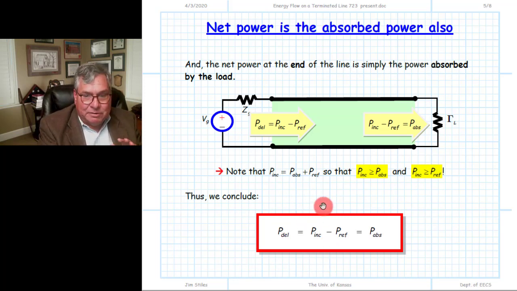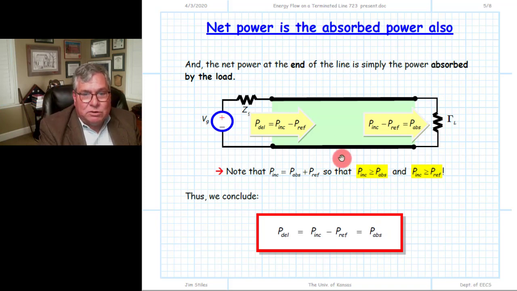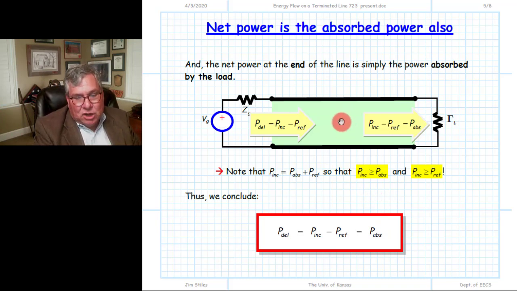Now, the fact that the delivered power and the absorbed power are equal to each other, it works out that way, but it must work out that way. We know that the delivered power and the absorbed power must be equal, since this transmission line is a two-port lossless device. So this all works out.